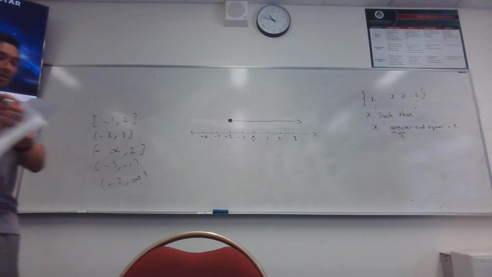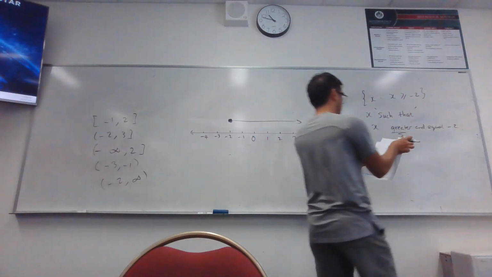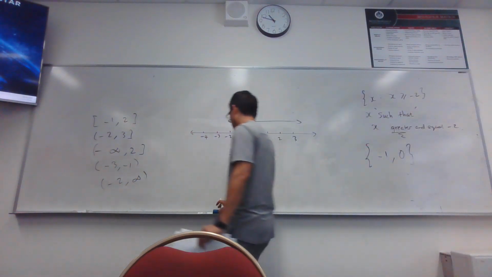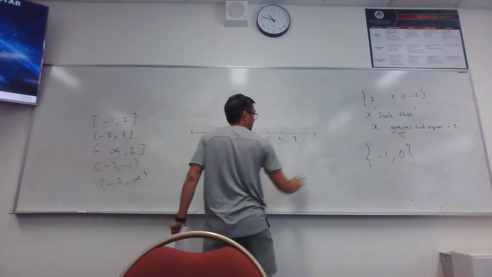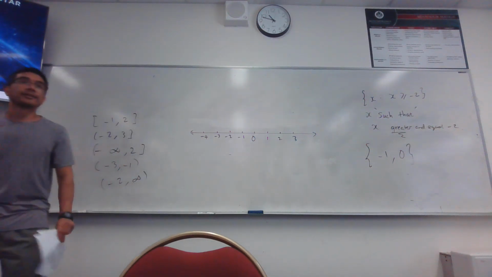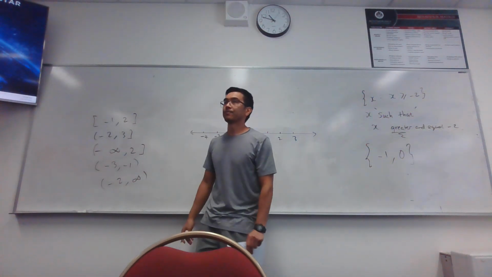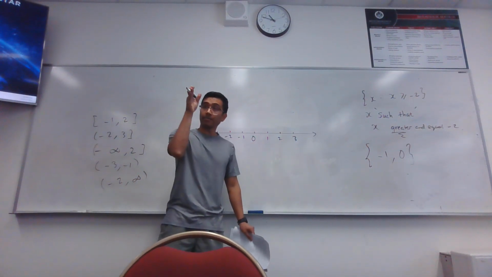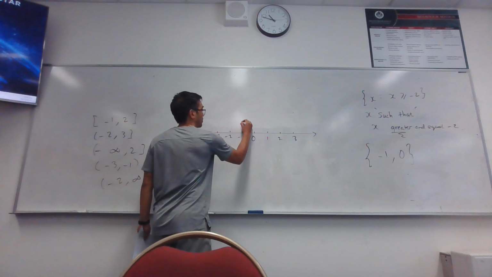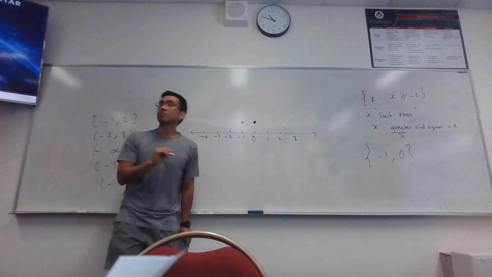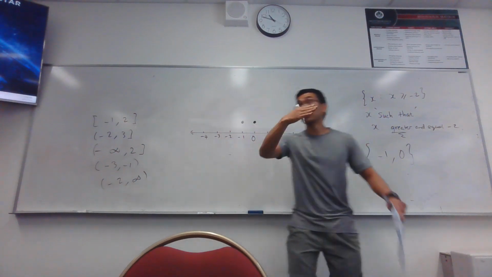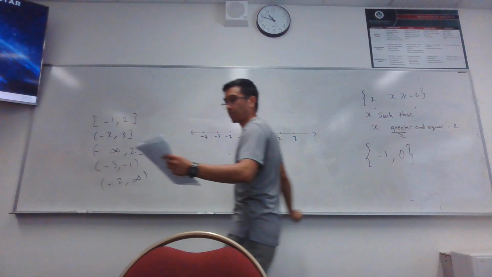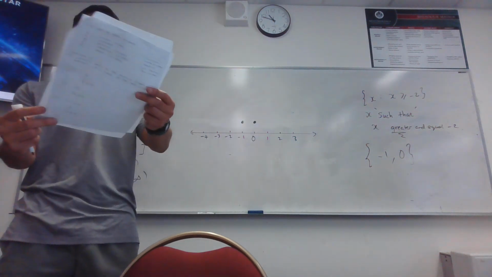Okay. All right, this one here. Can anyone do this one for me? If it's curly brackets, we're just pinpointing those numbers. So -1 and 0, and we're done. There's no range in between. We're just after the numbers. Pay attention, that's what curly brackets mean.